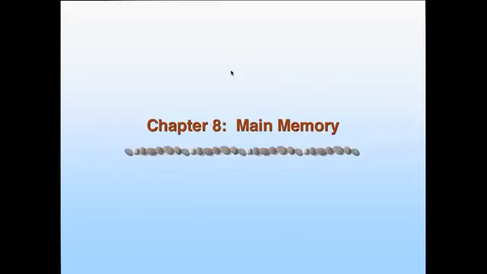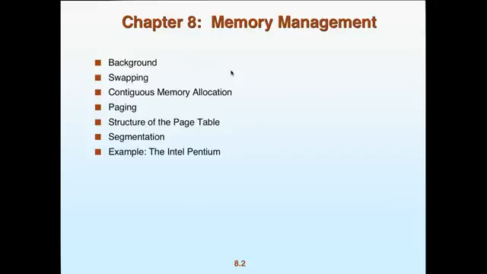Hello, welcome back. Today we're going to do main memory. One of the most essential parts of the operating system is its memory, and managing memory is one of the jobs the operating system takes care of. In this chapter we're going to look at the background of memory as a concept, swapping, contiguous memory allocation, paging, the structure of the page table, what a page table is, segmentation, and as an example we'll look at the Intel Pentium architecture in terms of how its memory management is performed.